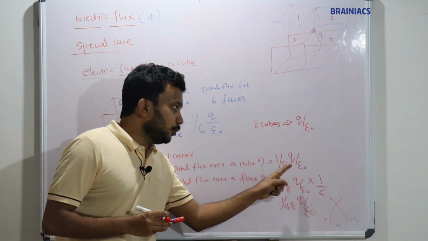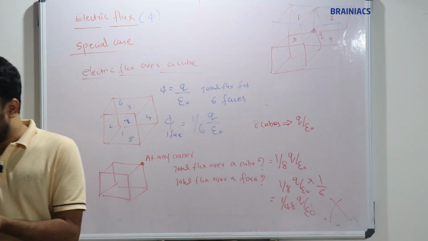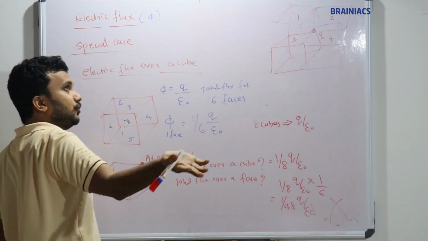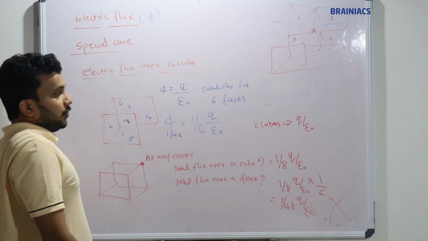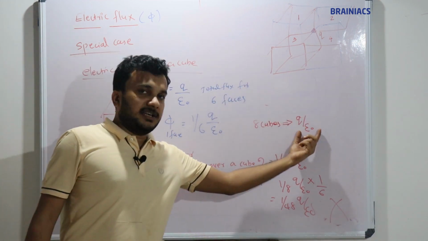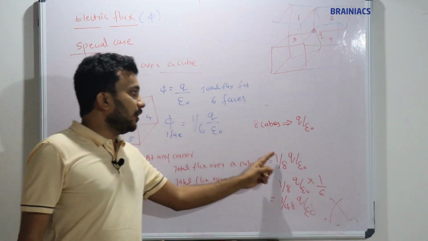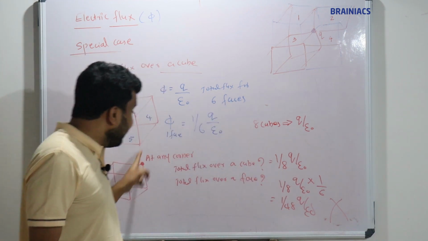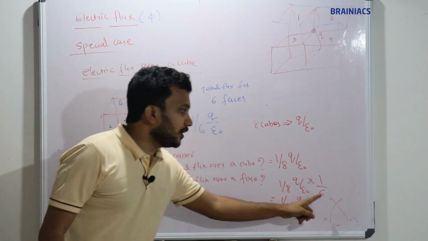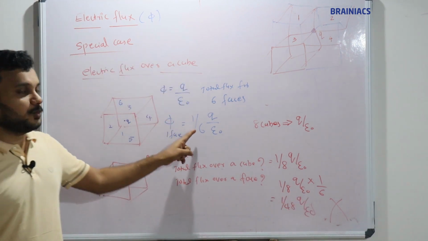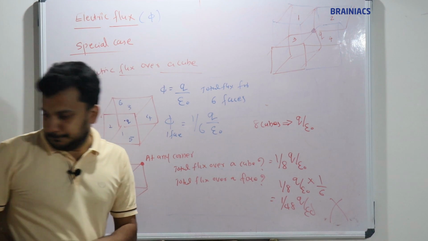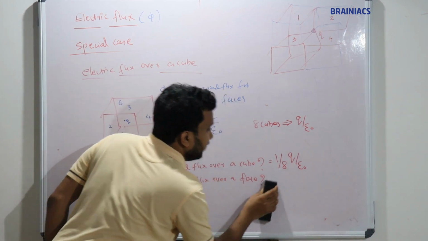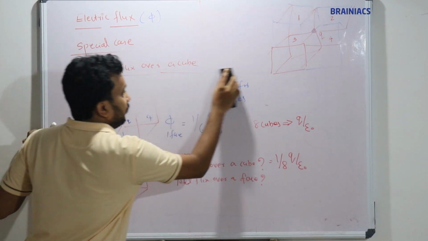For 1 cube, 1 by 8 of Q by epsilon 0 is correct, because this Q is shared on the front side by 4 cubes and on the back side by 4 cubes, totally 8 cubes. So for 1 cube it is 1 by 8 into Q by epsilon 0. But for one face in this case, you cannot multiply it with 1 by 6 as we have done here. Why? The reason is quite interesting. So this is wrong, we cannot do it like that.